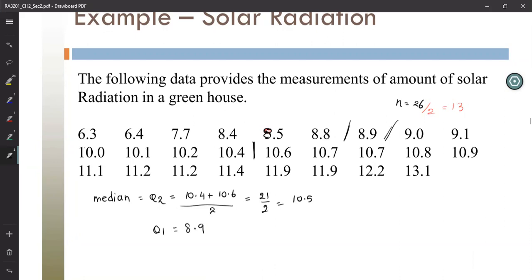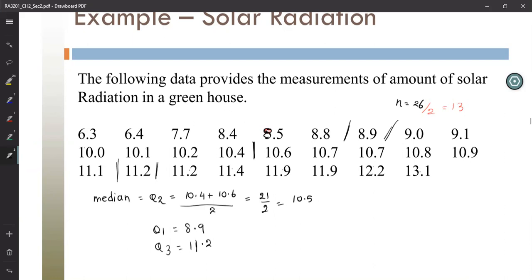Here's the midpoint. So our upper half starting from 10.6. 1, 2, 3, 4, 5, 6. From the upper corner, 1, 2, 3, 4, 5, 6. So what is the third quartile? 11.2. So this is how you find Q1, Q2, and Q3. Always start from the median and then work for Q1 and Q3.